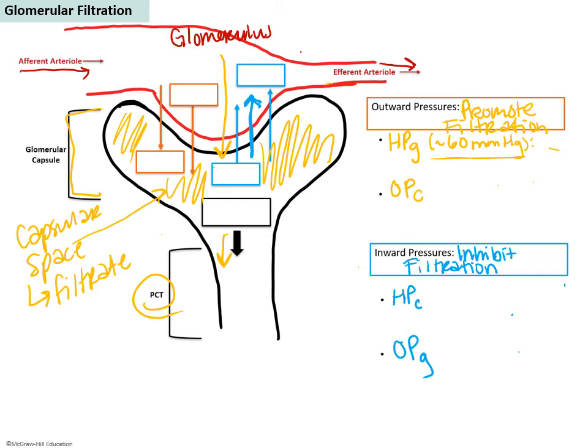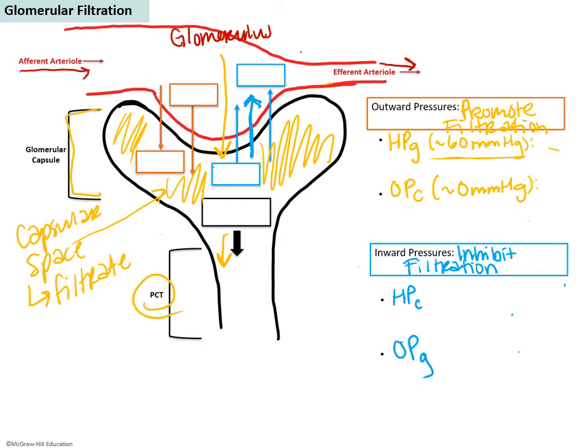That's going to be important for us in a second. Then this colloid osmotic pressure of our capsular space. Remember, this is set up due to proteins. Do we have proteins in the capsular space? Hopefully not. So this is going to be about 0 millimeters of mercury. So I'm going to go ahead and fill this out already.